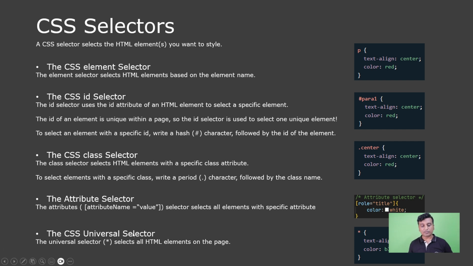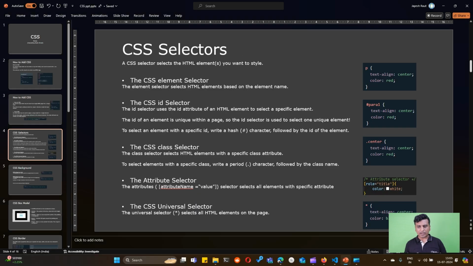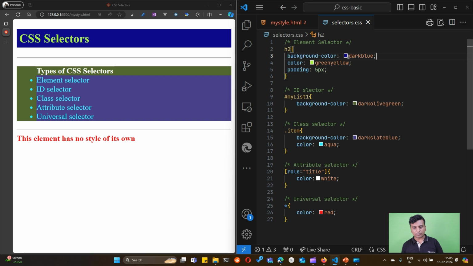Then you have the universal selector, which is nothing but a star mark. This can be used basically to define style for all the elements altogether. Now let's take a look at the style element, how this works.